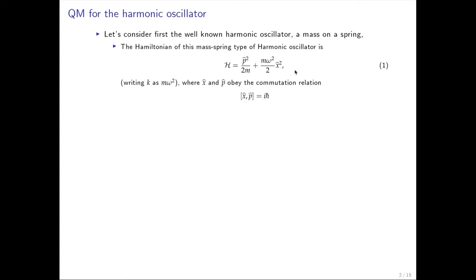So we'll think in terms of quantum mechanics where the p's and x's are operators, and I've written this writing k here as m omega squared, where omega of course will be the angular frequency, as you are usually familiar with. And if we're doing quantum mechanics, like I said, these are operators, and these operators obey this commutation relation. And sometimes you hear the harmonic oscillator called a linear oscillator because the restoring force is linear.